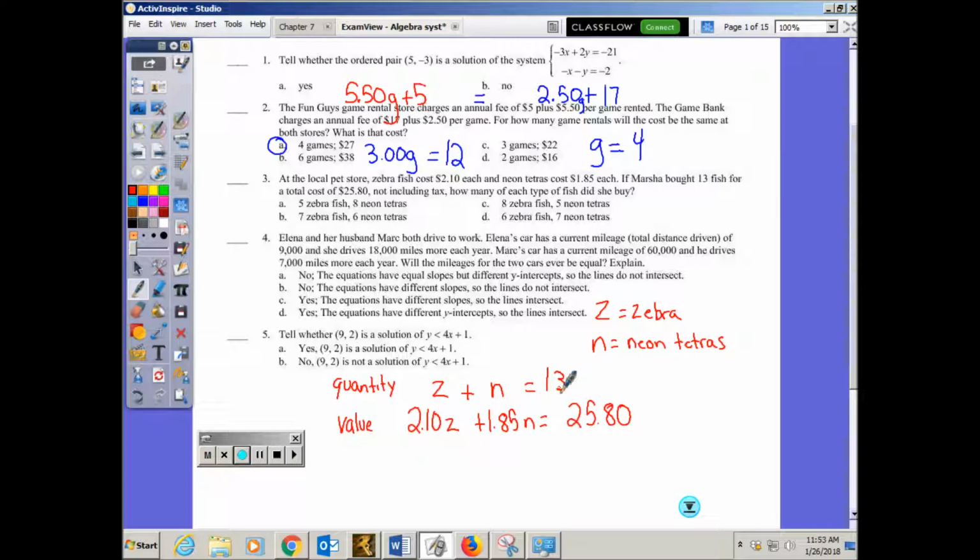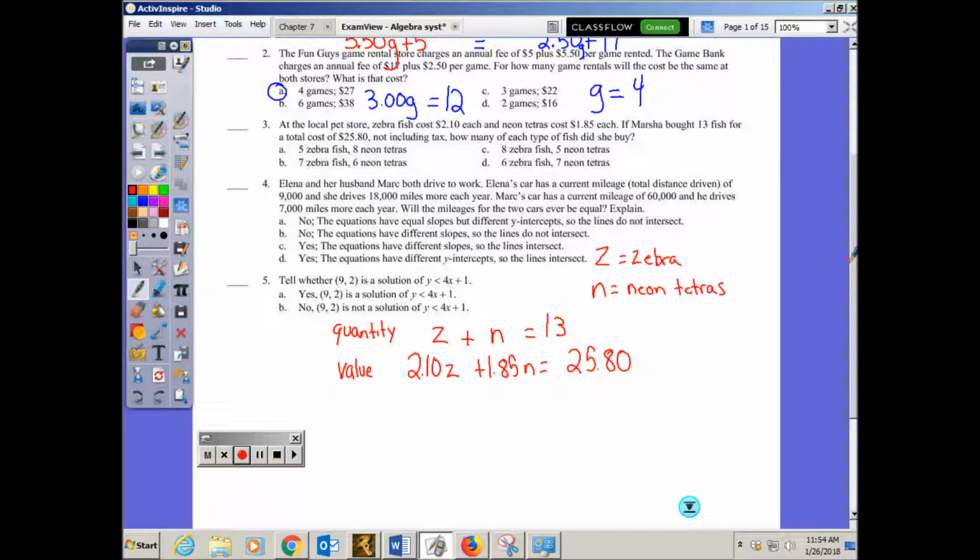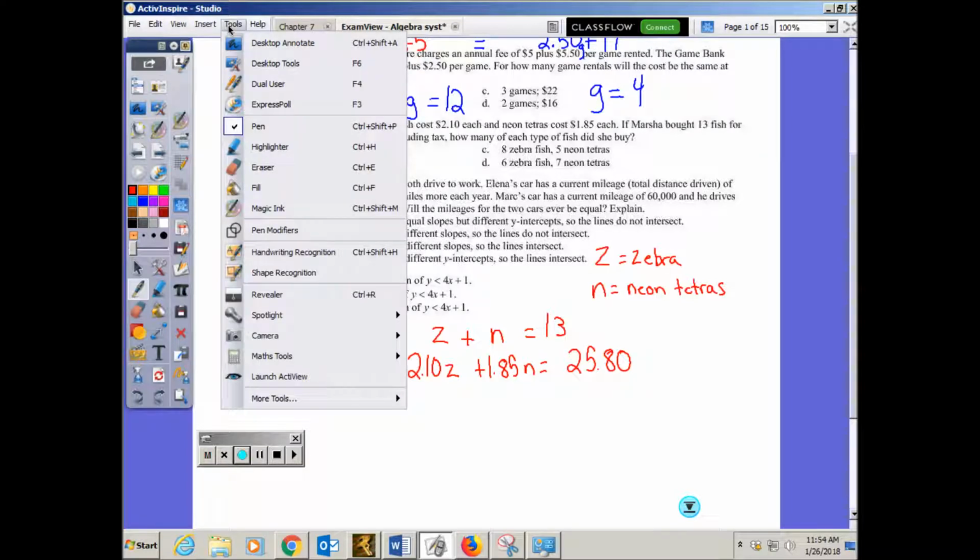Since it's multiple choice, guess and check. So let's see if we can cross anything out. Is 5 plus 8 13? Yes. Is 7 plus 6 13? Yes. Is 8 plus 5 13? And is 6 plus 7 13? So the first equation doesn't help us get rid of anything, does it? So now I'm going to use the second equation, and I'm going to plug in 5 for zebra and 8 for neon tetras and see if it's $25.80.